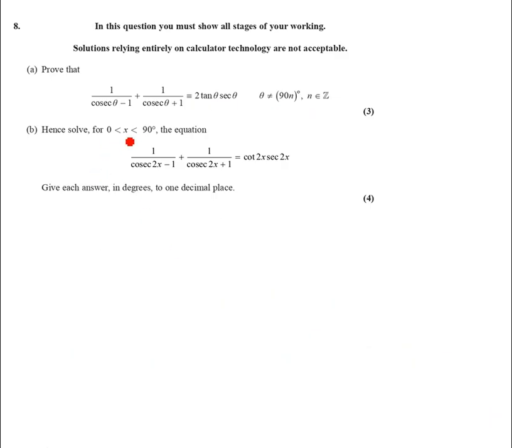Hence solve for x between 0 and 90 the equation. So this is the equation you need to solve. This part here is the same as this one, just theta is 2x here. So we will replace it with this identity. The left hand side can be replaced as 2 tan 2x sec 2x equals cot 2x sec 2x.